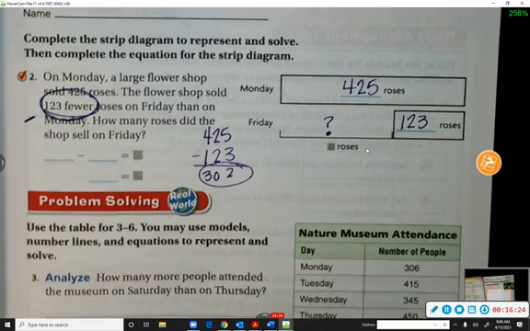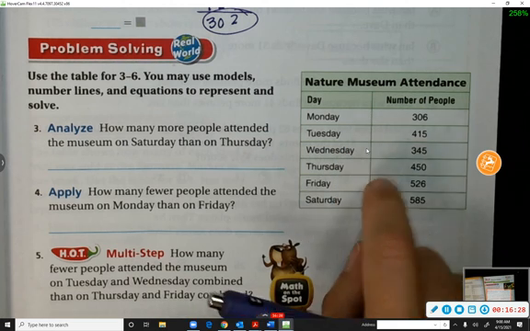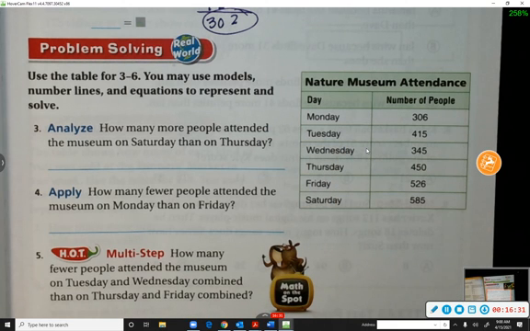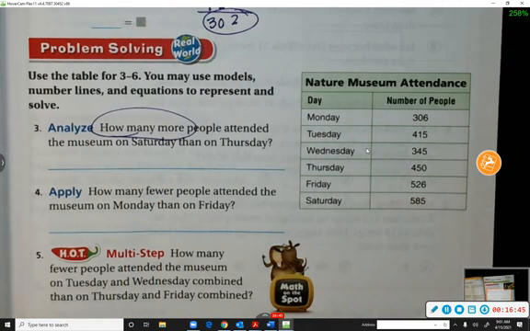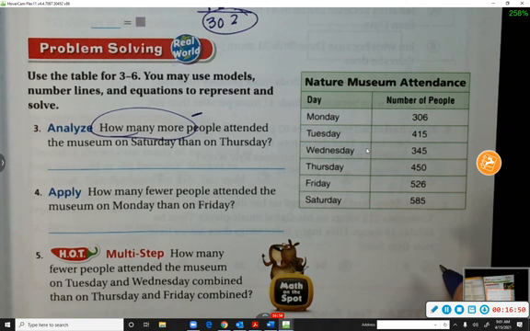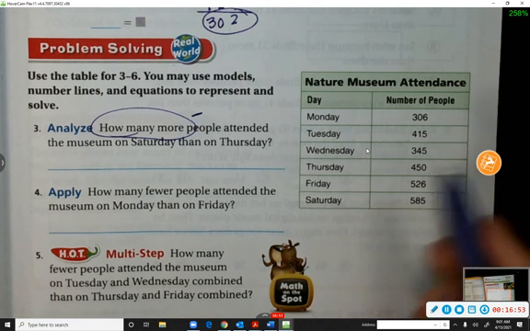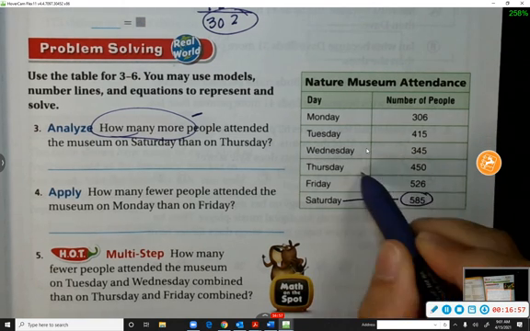Okay. Number 3. For numbers 3 through 6, we're going to use this table. And we're going to practice using a strip diagram still. So number 3 says, how many more people attended the museum on Saturday than on Thursday? How many more means what? To subtract. Okay? Subtract Thursday and Saturday. Now we need to make sure we're using the correct numbers. So here's Saturday and Thursday.